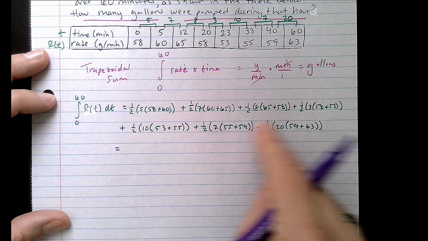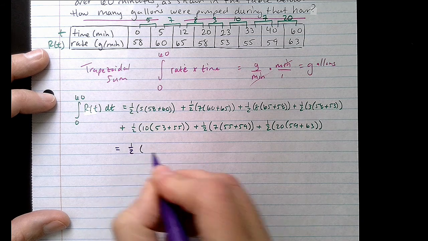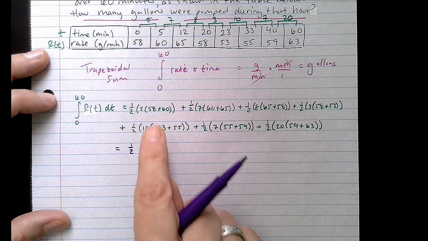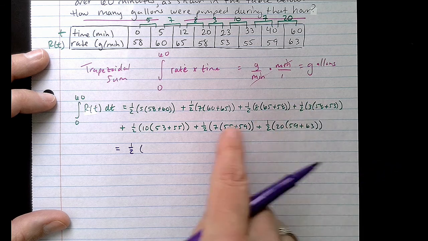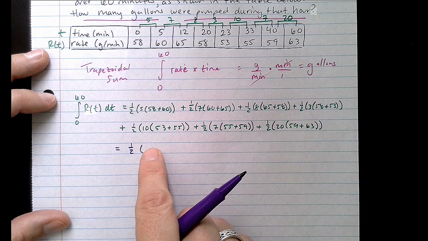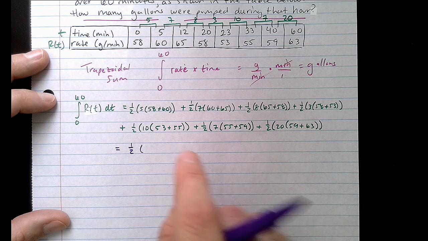Now, I do notice that all of them have a half, so I'm going to factor out a half. Now, what I'm going to do is go into my calculator and type in all these sums and products and write them out here and just take my time.